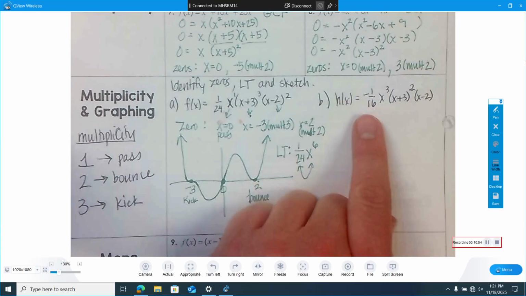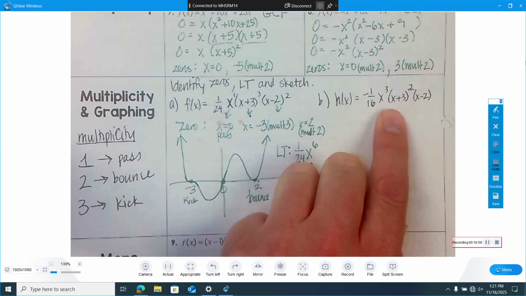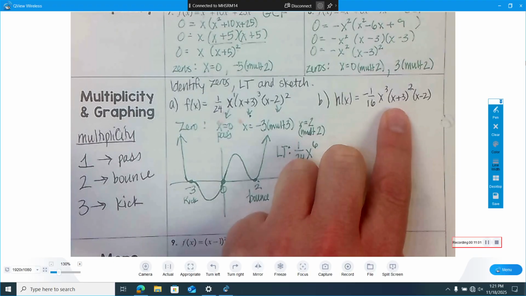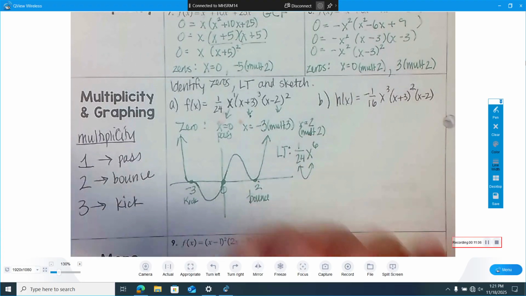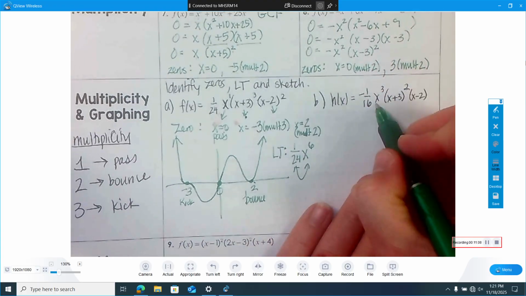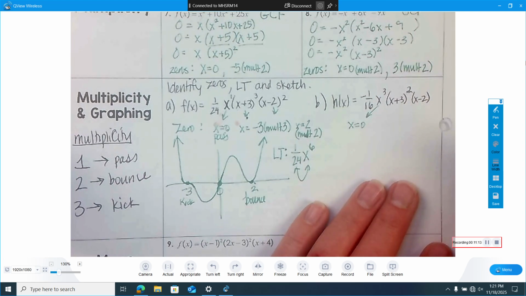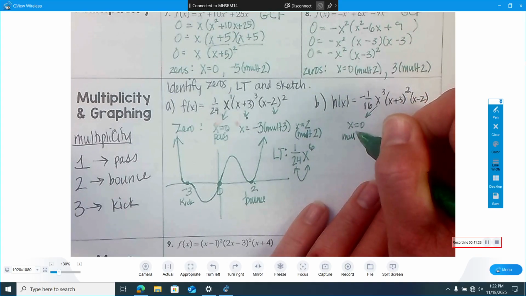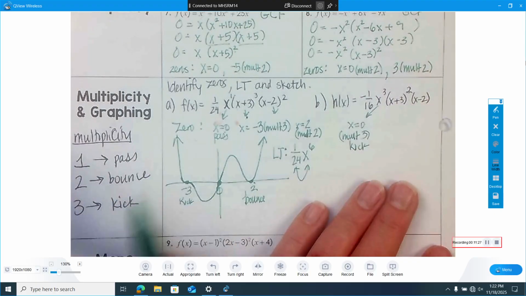So let's look at this one. We have h of x equals negative 1/16 x cubed times the quantity x plus 3 squared times x minus 2. So we want to find the zeros. So we get right here just x equals 0. And what's its multiplicity? How many times is that being repeated? 3 times. All right, so that's a multiplicity 3. And it's a multiplicity 3 on my graph. That's going to give me a little kick to it.